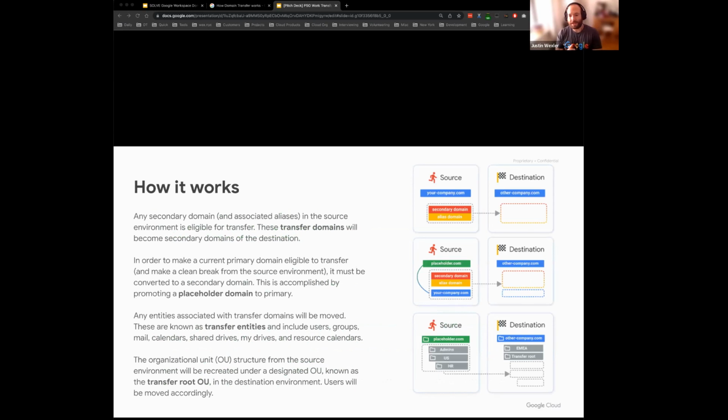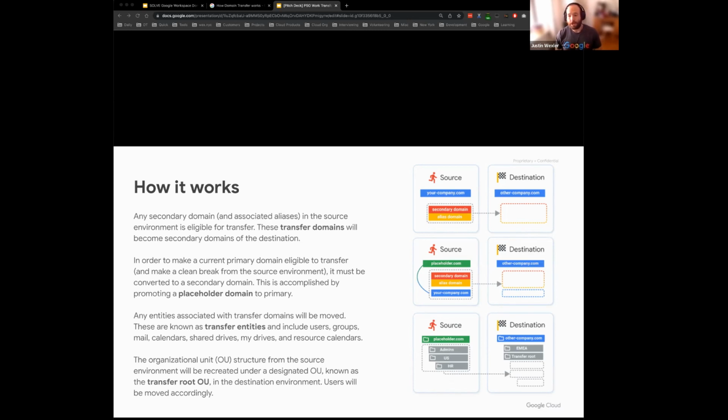I kind of explained briefly at a high level before, but just to spell it out with a very basic diagram, what Google Workspace domain transfer will do is move any secondary domain and its associated aliases from a source environment into a destination environment. We call these the transfer domains, and they will become secondary domains of the destination once this is all said and done.